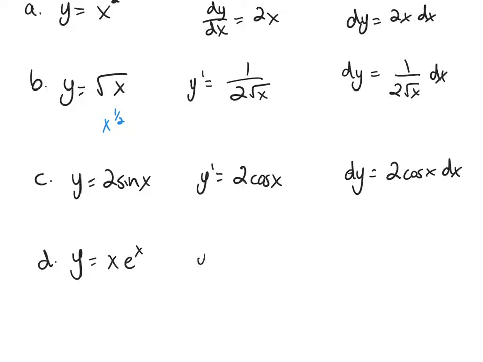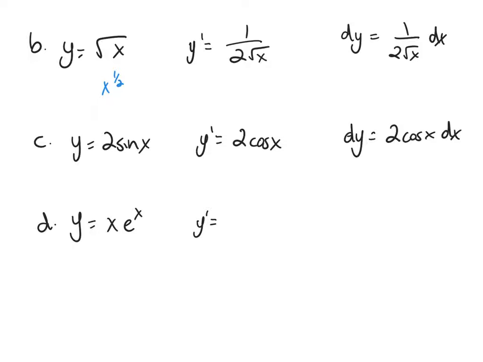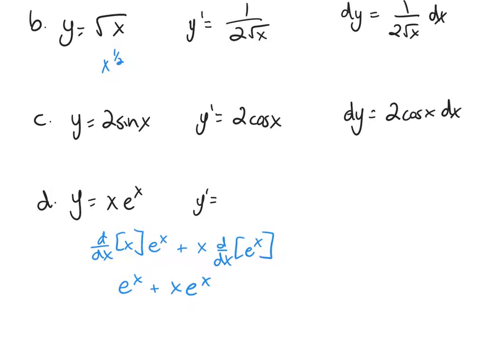To take the derivative here, you have to use the product rule, right? So it would be the derivative of x plus x, the derivative of e to the x. That's e to the x plus x e to the x. So y prime, I could factor out an e to the x here. It'll be x plus 1. And your differential dy would be e to the x, x plus 1 dx.